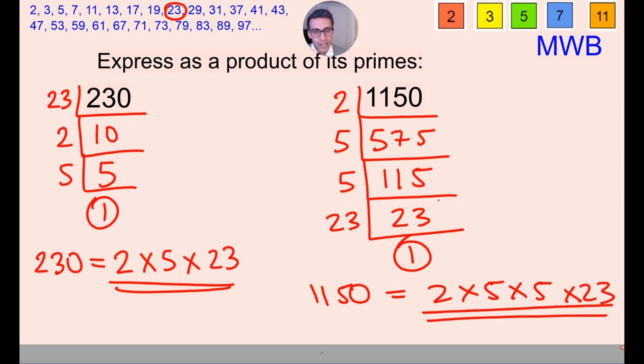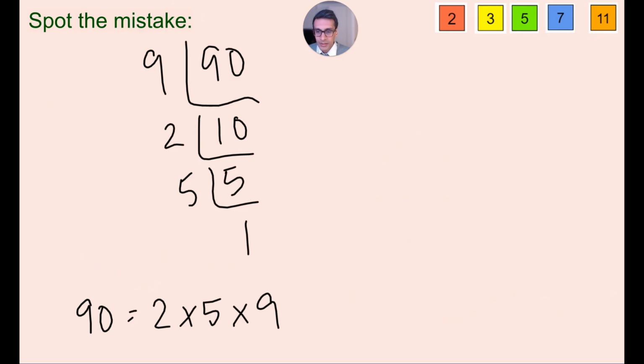So we now have a way of writing numbers as products of primes using what I call the upside down bus stop method. Let's do the next set of slides looking at misconceptions. So spot the mistake, pause the video. When you have spotted it, unpause the video.